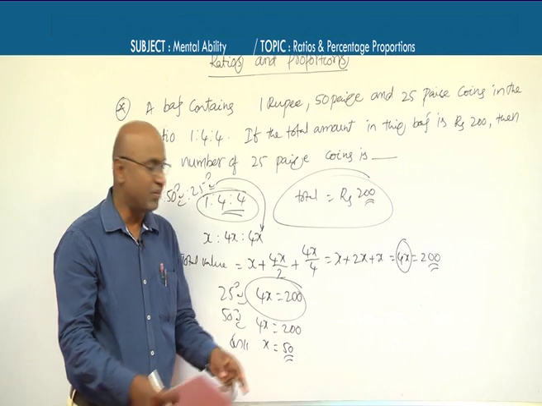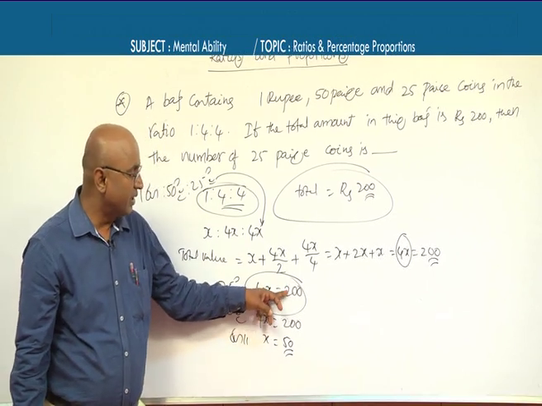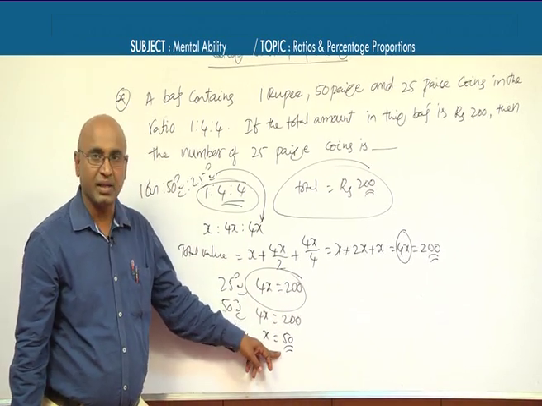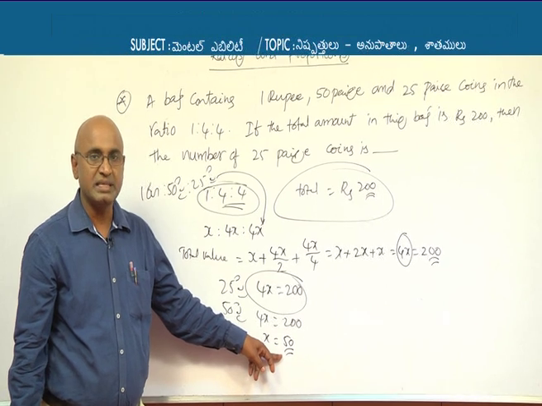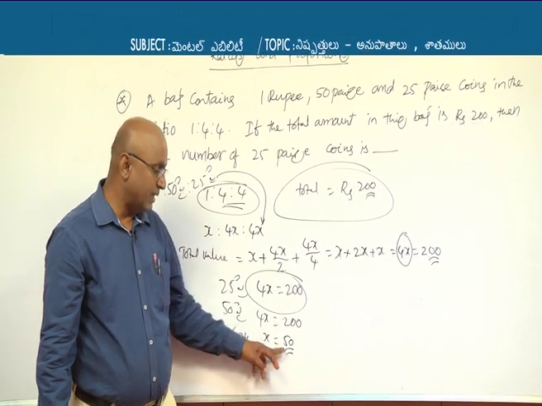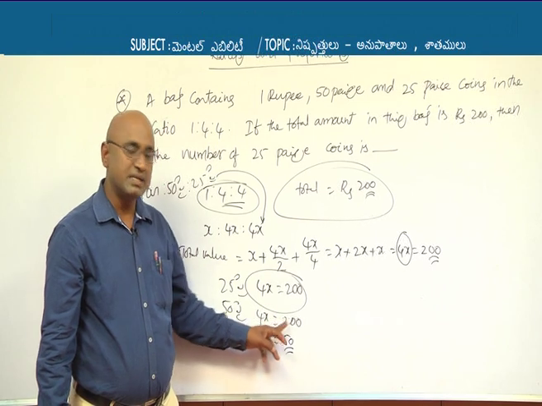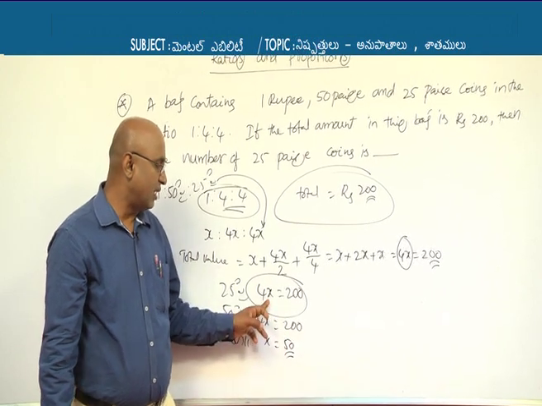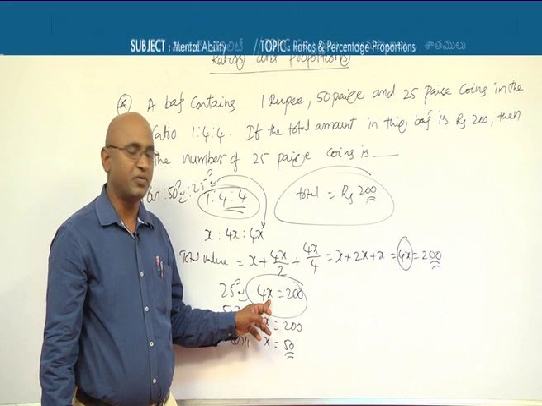ఒకవేళ టోటల్ నెంబర్ ఆఫ్ కాయిన్స్ ఎంత అన్నప్పుడు 200, 400, 50. 450 టోటల్ నెంబర్ ఆఫ్ కాయిన్స్ ఈక్వల్ టు 450. రూపాయి నాణ్యాలు అయితే 50, 50 paise coins is equal to 200 and the 25 paise coins is also equal to 4x, that is equal to 200.